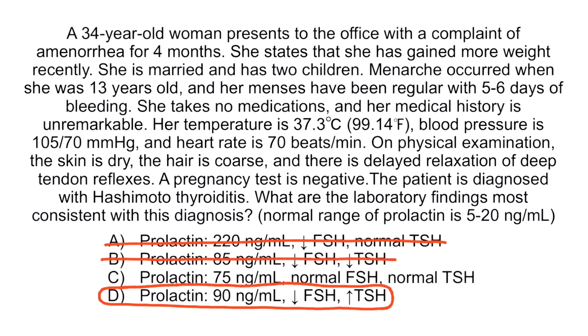In choice C, the prolactin is 75 with normal FSH and normal TSH. It can be due to drug-induced hyperprolactinemia. Prolactin in this condition is often elevated only slightly or moderately. FSH can be normal or low, and TSH is normal. So choice C is incorrect. So again, the correct answer is D. And that concludes this section.